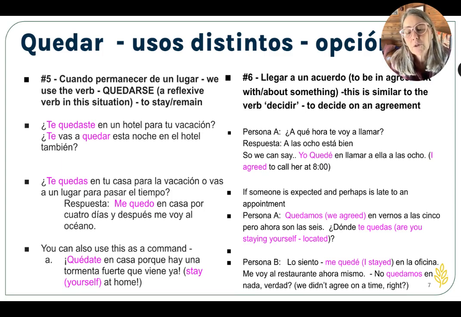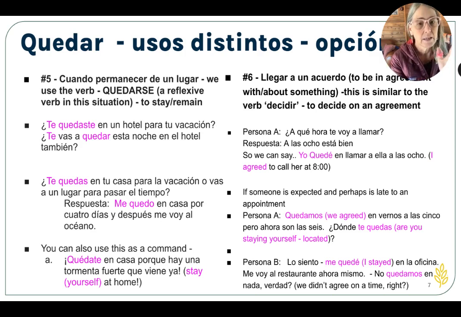So the second section here, it says, ¿te quedas en tu casa para la vacación o vas a un lugar para pasar el tiempo? So here's a response. Me quedo en casa por 4 días y después me voy al océano. So in that construct again, are you going to stay at home? I'm going to stay at home for a few days and then go to the ocean or something. I'm going to remain. You can use this as a command. Quédate. You can tell your dog. You can tell somebody, there's an emergency. Stay here. Quédate en casa. Stay yourself here.